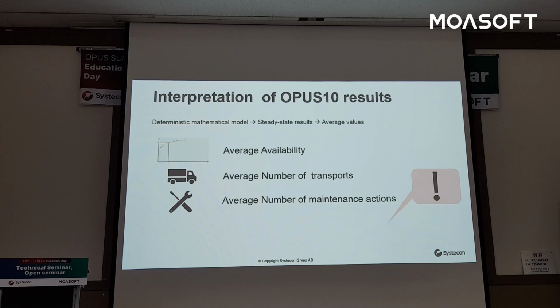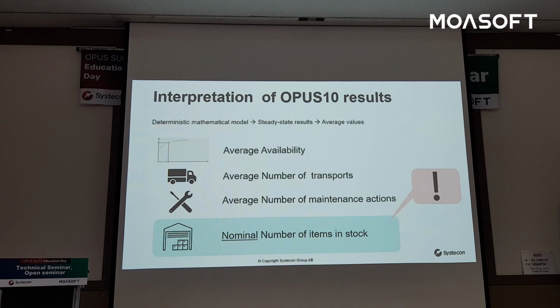So it's important to remember that when we look at the Opus 10 results, it is a deterministic mathematical model with steady state results, which means that those are average results. When we look at things, it is always averages. It's not specific things happening at a certain point in time. We're always looking at average values over a longer period. That's important, and that goes for all the results when we look at this model.